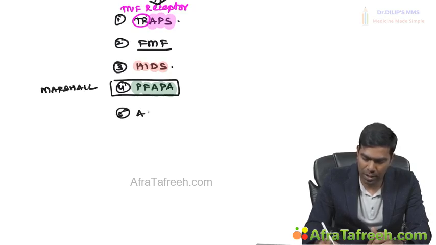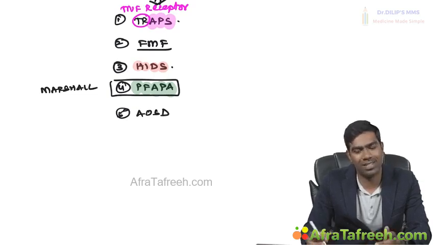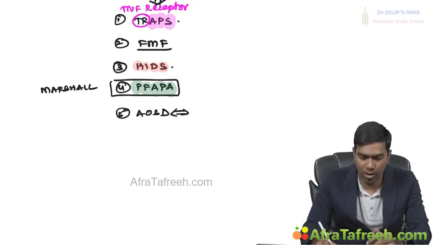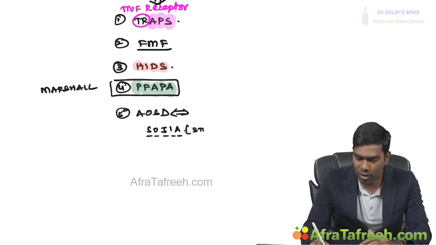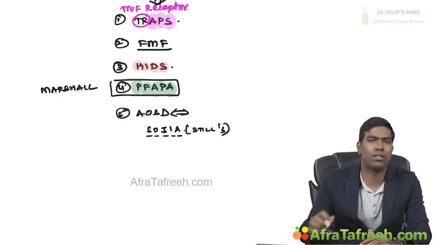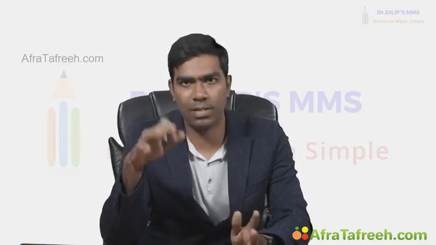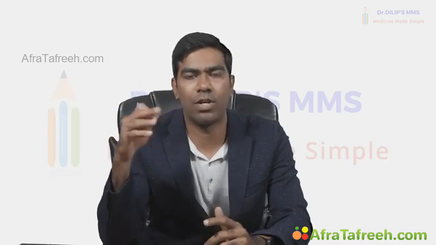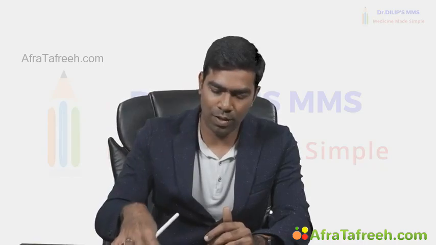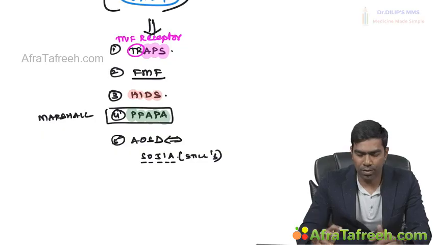And fifth one, you have something called AOSD. This is a very simple thing: adult onset Still's disease, which is an equivalent of the childhood terminology, otherwise called SOJIA, systemic onset juvenile inflammatory arthropathy. That is otherwise called Still's disease. So there are two equivalents. One is called adult onset Still's disease, which happens in adults more than 16 years of age. If the same disease spectrum happens in children, that's called simply Still's disease, or you can call it SOJIA, or systemic onset juvenile idiopathic arthritis. So these are the different periodic fever syndromes that are associated.